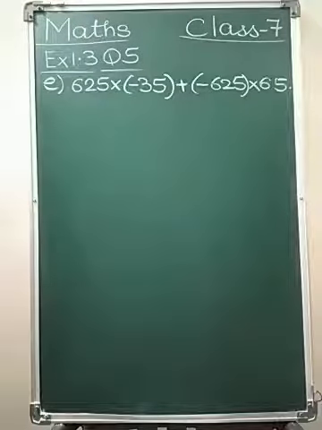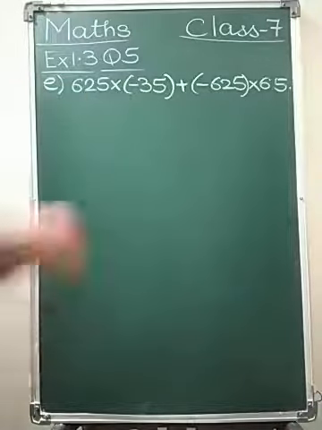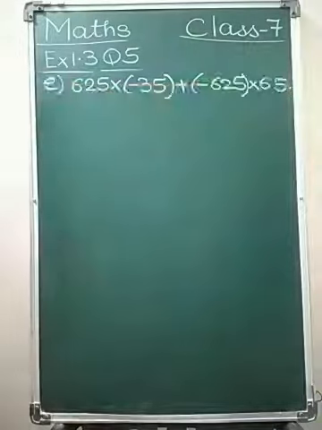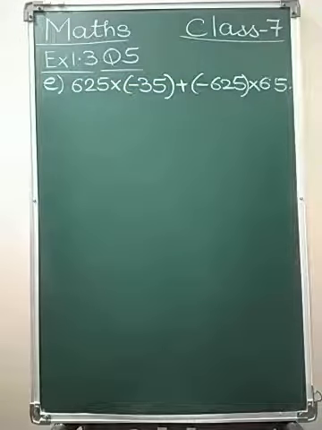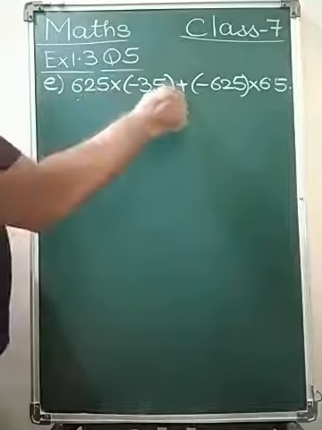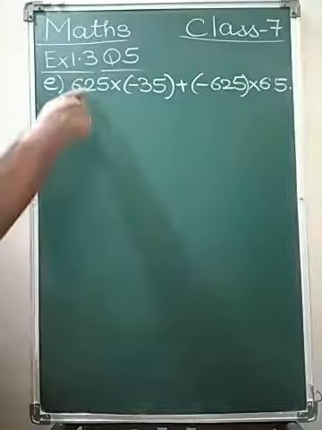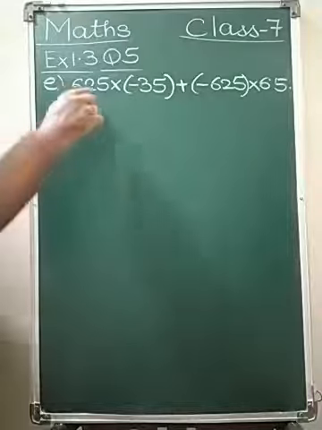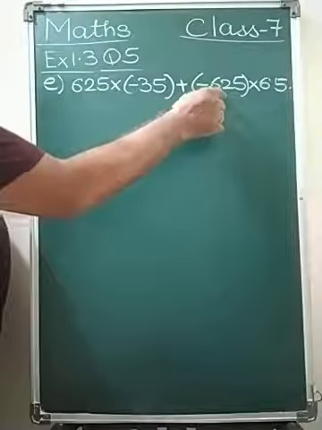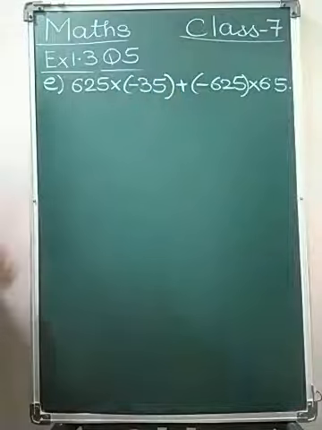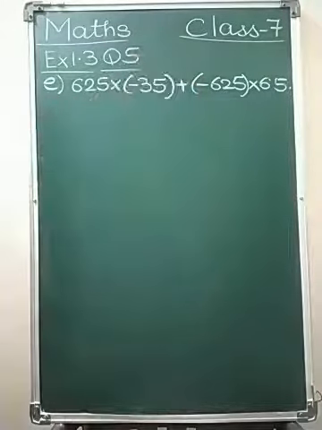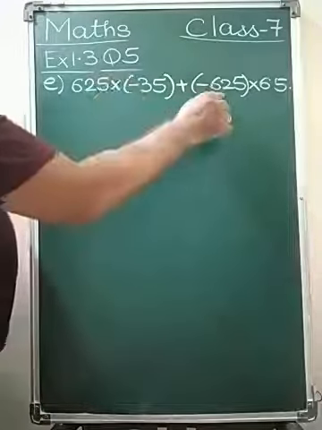Okay, we'll see the E sum. 625 multiplied by minus 35 plus minus 625 multiplied by 65. How to proceed? Again, here you can see multiplication is there, addition is there, multiplication is there. You can see 625 here, 625 here. Something is common. Okay, so distributive property can be used. But 625 and minus 625, they both are not same, because one is positive integer, one is negative integer. They will never be equal. So we cannot say that this is A and this is also A.